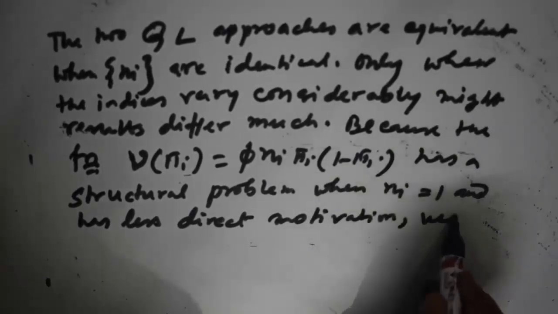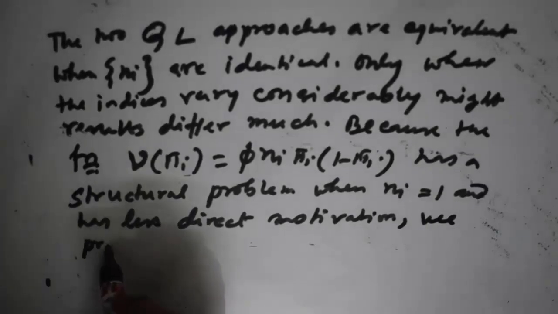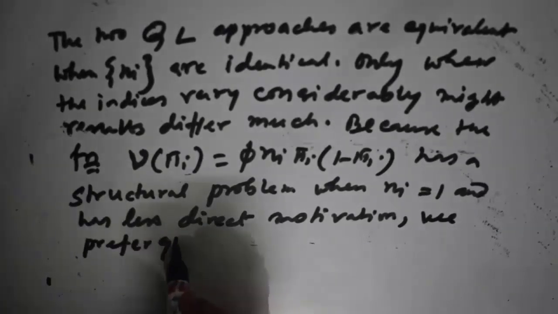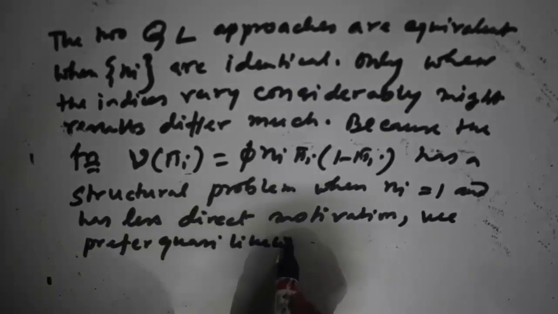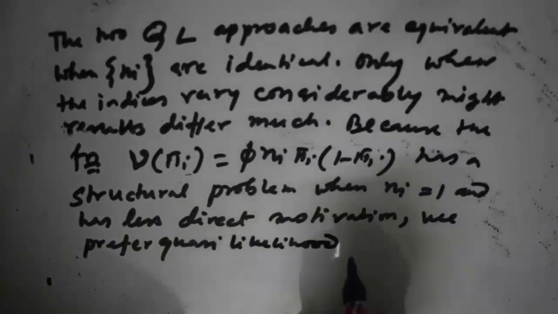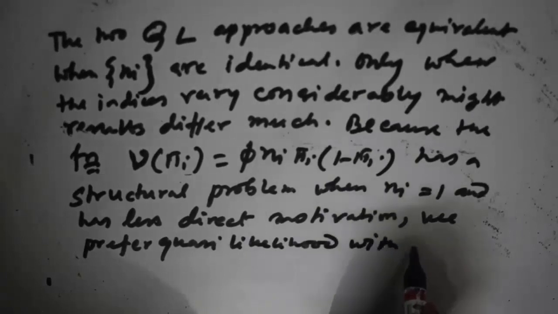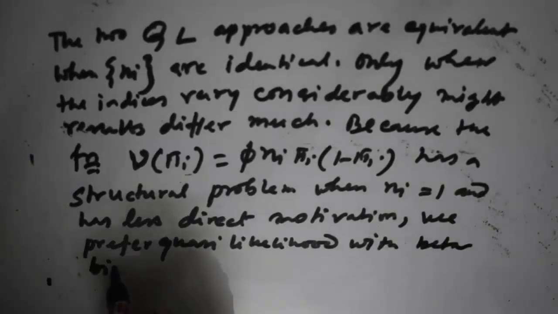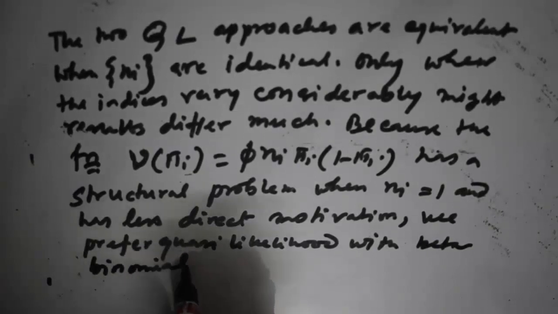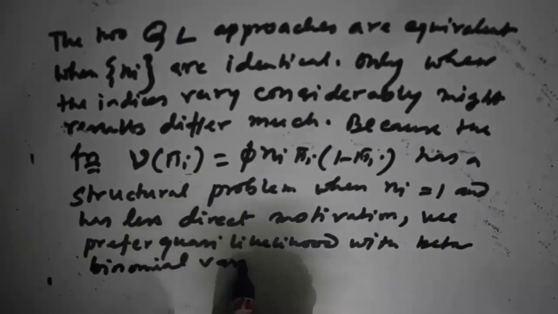We prefer quasi-likelihood with the beta binomial variance function.